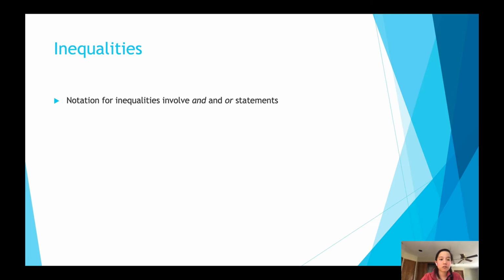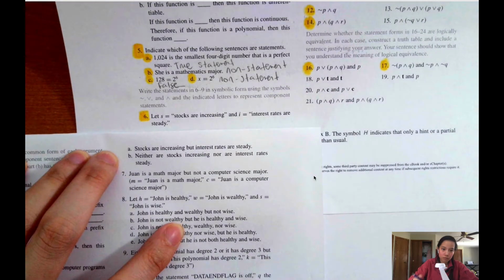Inequalities do involve and also or statements. For example, x is less than or equal to a means x is less than a or x is equal to a. And then the inequality that says a is less than or equal to x and x is less than or equal to b is the same thing as saying a is less than or equal to x and x is less than or equal to b.